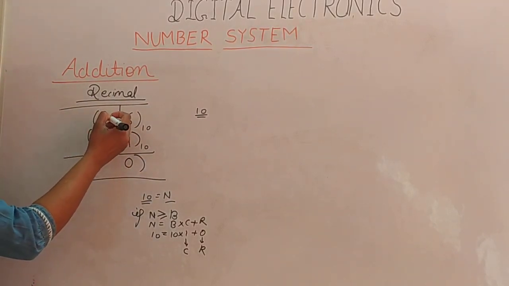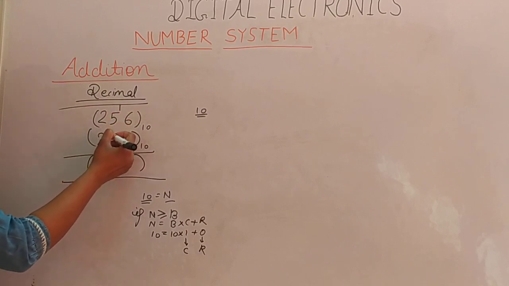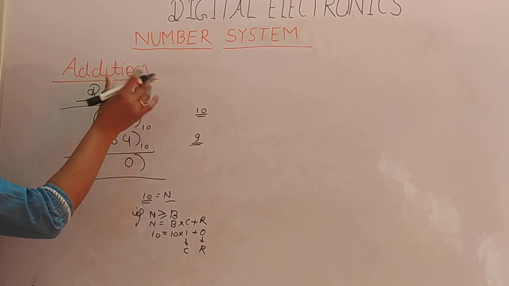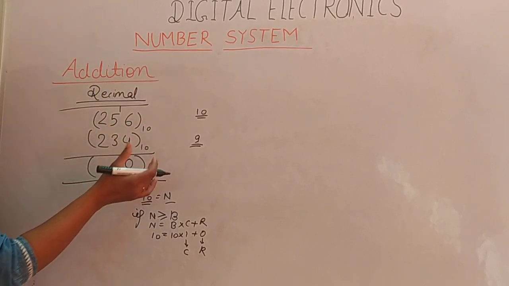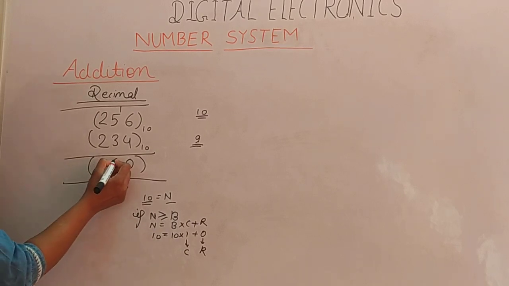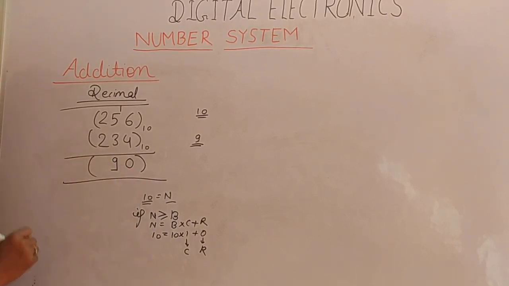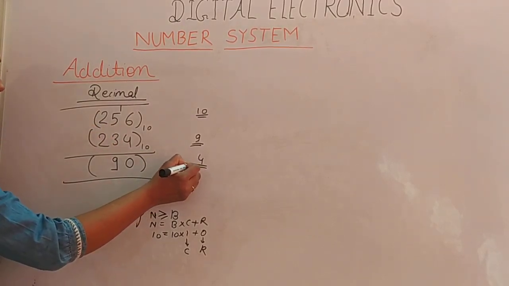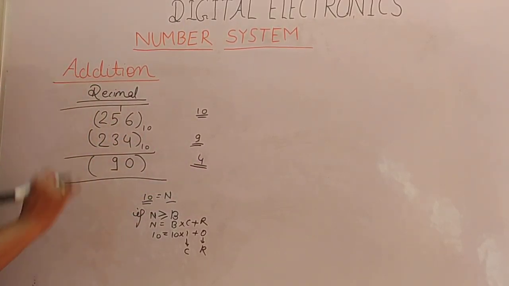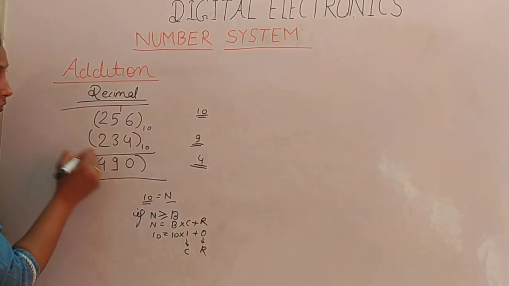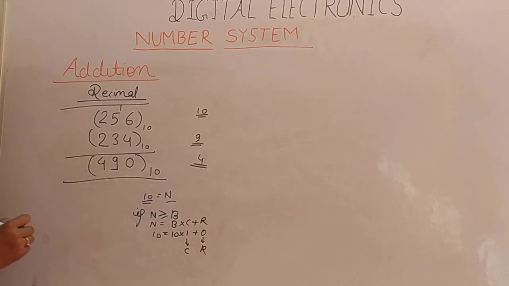Then again we will add: 5 plus 1 is 6, and 6 plus 3 is 9. 9 is a number which is directly present in the decimal number system, so we can directly write 9 as it is. Then 2 plus 2 is 4. Again it is a number which is directly present in the decimal number system, so we can directly write 4. So 490 is the answer of this addition.